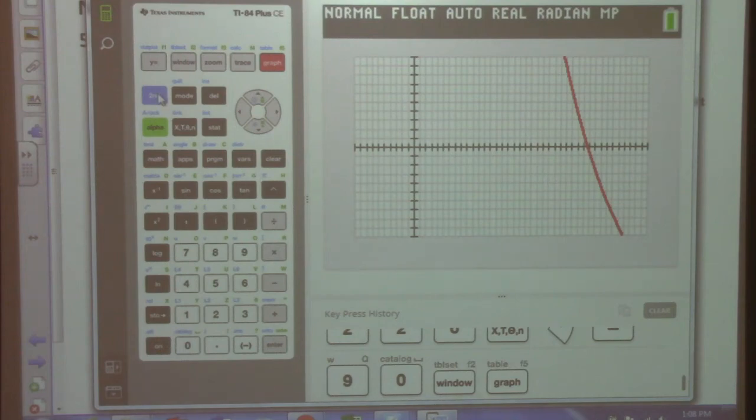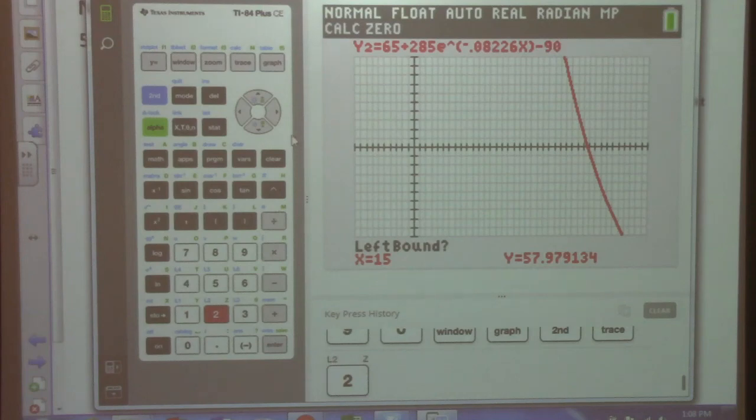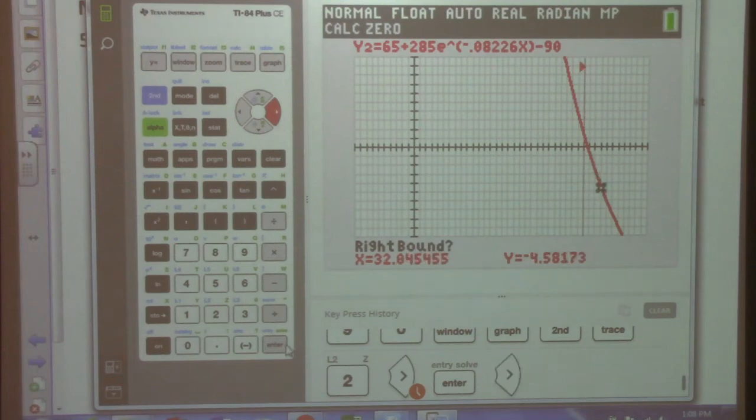And then if you go to second trace, 0, it says left bound 15, so I'm going to have to scroll over to the right some. There it is. Press enter, and then I'm going to go to the right, press enter twice. So there it is.